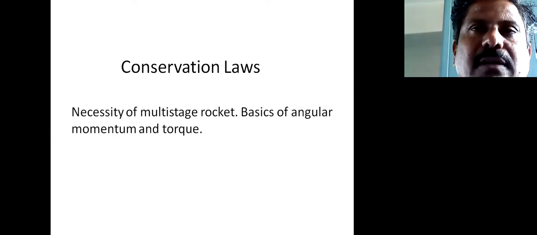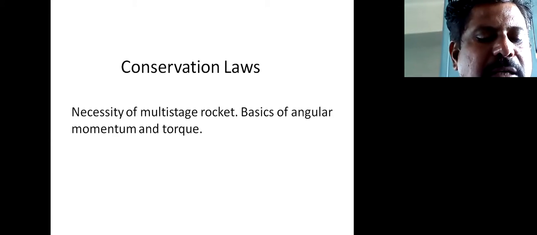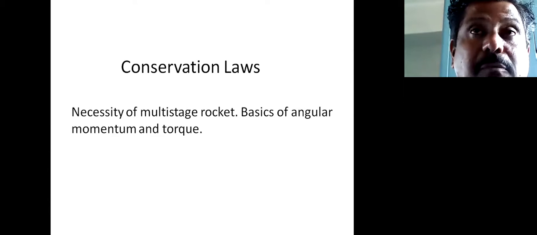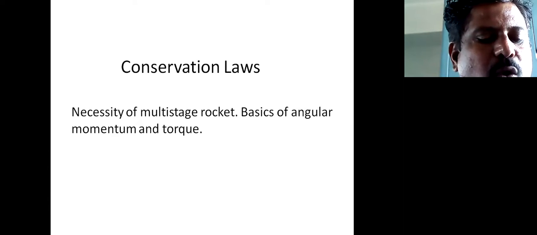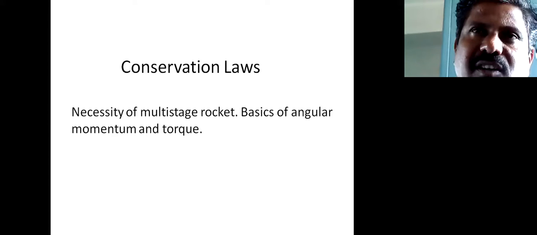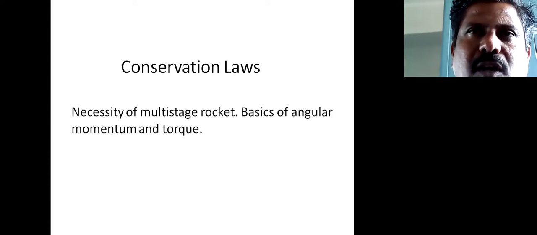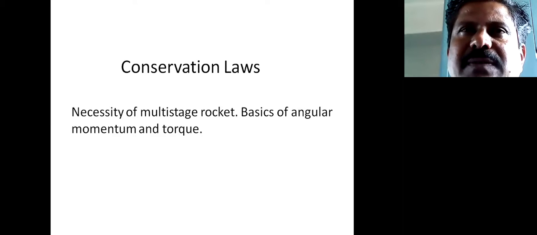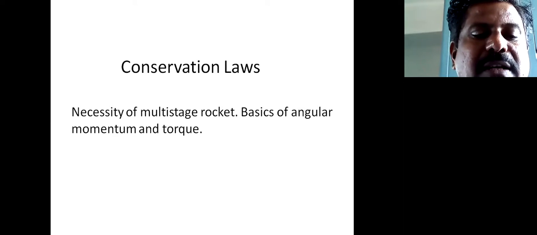So to obtain a larger velocity than the escape velocity, you have to construct that rocket with two or three engines. Those rockets we call multi-stage rockets.